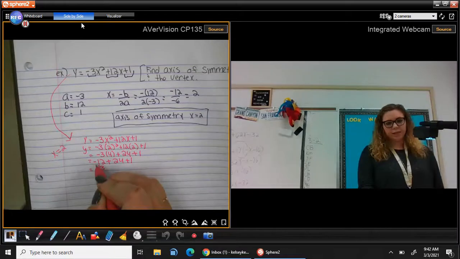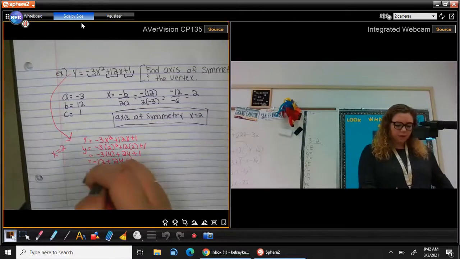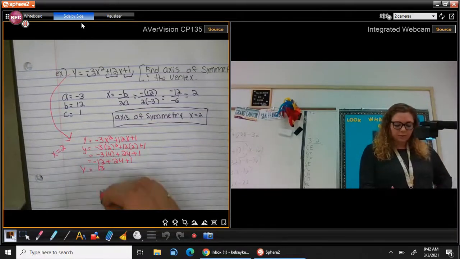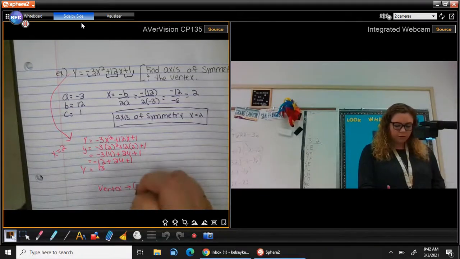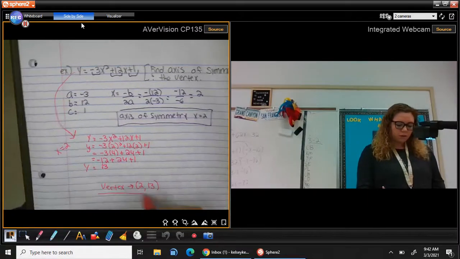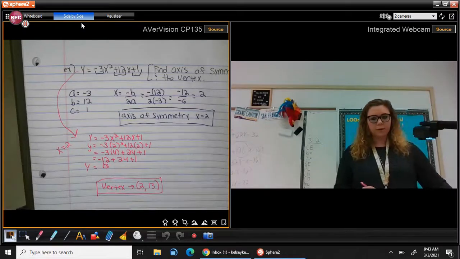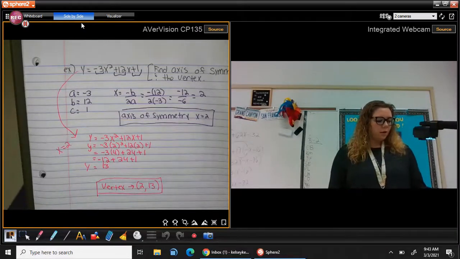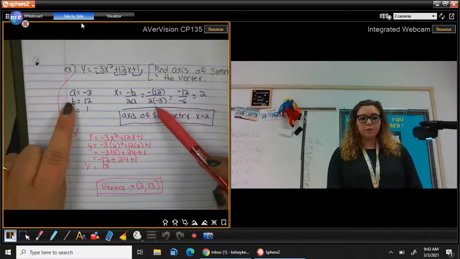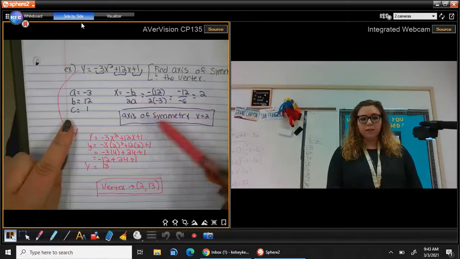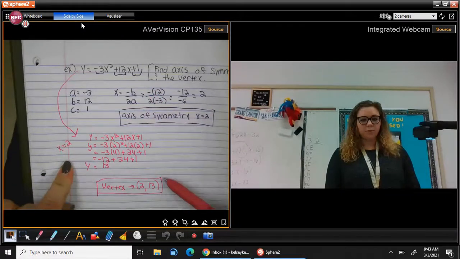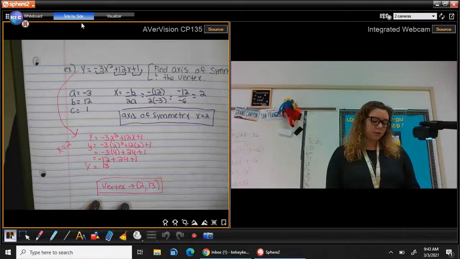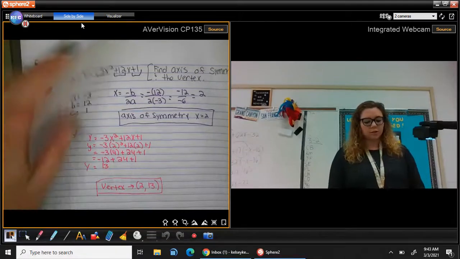I forgot to add a negative right there. So my y value is 13. To find my vertex, I'm going to take the x value I found, which is 2, and then the y value I found, which is 13. And that is my answer. Again, you're just using your axis of symmetry formula to find your x. You plug in your x into this equation up here to find your y value, put the two together, and you have your vertex.